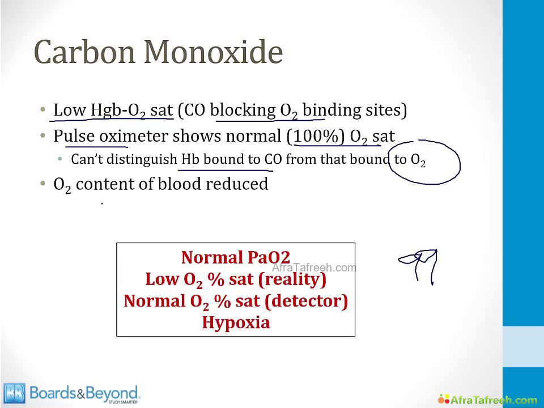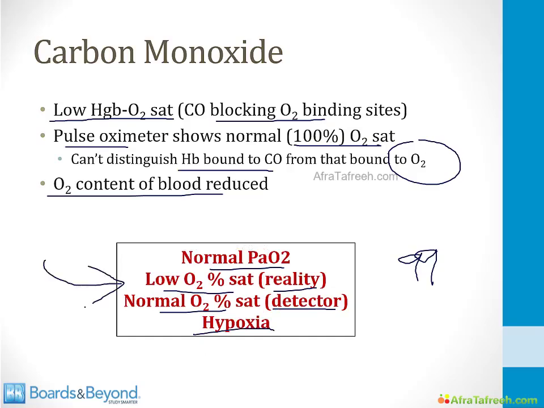So the net result of all this is that the oxygen content of blood is reduced because carbon monoxide is blocking binding sites for oxygen. So I've summarized the key findings of carbon monoxide poisoning at the bottom of the screen. Patients will have a normal PaO2. They have a low oxygen saturation in reality, although they can have a normal oxygen saturation by the photodetector that measures the hemoglobin saturation. And this all leads to hypoxia, even though they may apparently not have hypoxemia.